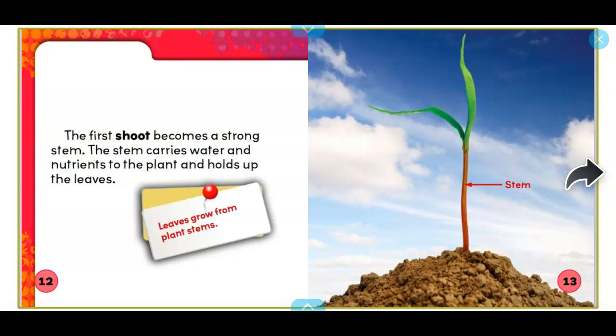The first shoot becomes a strong stem. The stem carries water and nutrients to the plant and holds up the leaves. So here was our stem. We said that the stem is kind of like a straw. It brings nutrients from the soil to other parts of the plant, and it also holds the plant upright.